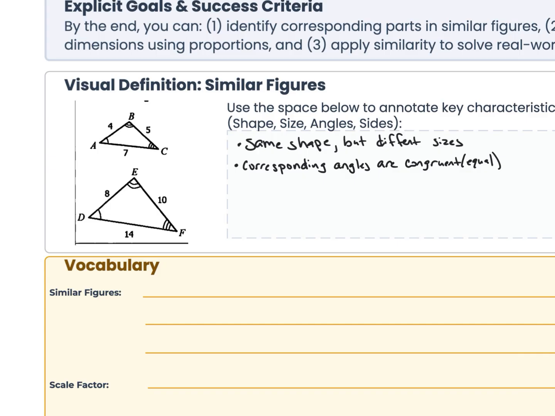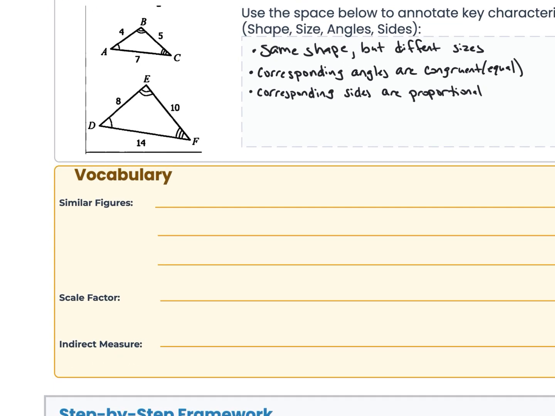Now, their angles are exactly the same measure, but our corresponding sides are not the same length, but they are proportional. And as we've talked about before, like when we were doing scale, you'll notice that they maintain the same relationship. So just to review, similar figures.